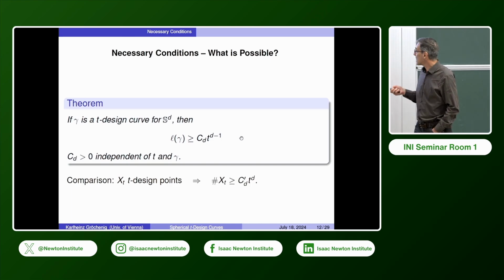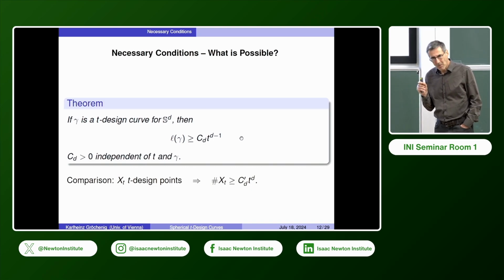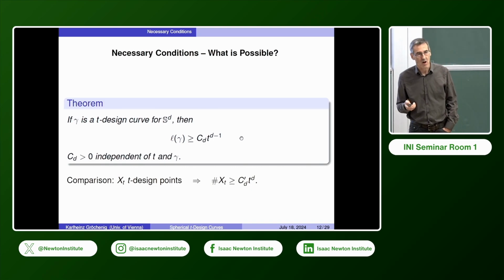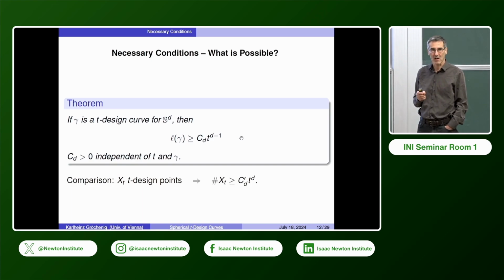So there is a lower bound for the length of the curve. And at some point you might ask, well, why do we need closed curves? I will explain that later when we go through a proof idea. So the best you can hope for a t-design curve is a curve of length of the order t to the d minus 1.